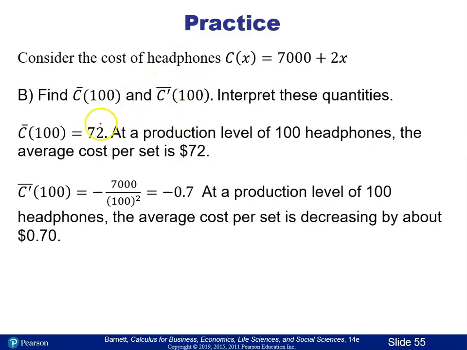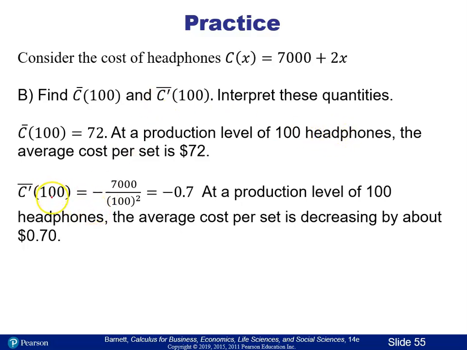Okay, if we plug in 100 for both the average cost and the marginal average cost, we can see that the average cost when we plug 100 in at a production level of 100 is 72. So what I would want you to say is, again, state your production level. So at a production level of 100 headphones, the average cost, which is what this gives me, per set is $72. Okay, so it's costing me about $72 per set. That's my average cost when I'm producing 100 headphones.